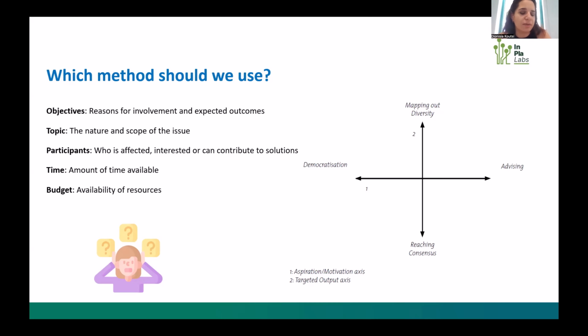Then we have the nature and the scope of the issue. So if, for example, it's a topic related to policy making or to gathering scientific knowledge, and our group is a group of academics and policymakers, then we may use a more formal setting like a focus group or a public discussion. Then the participants: who is affected, interested, or can contribute to the solutions.